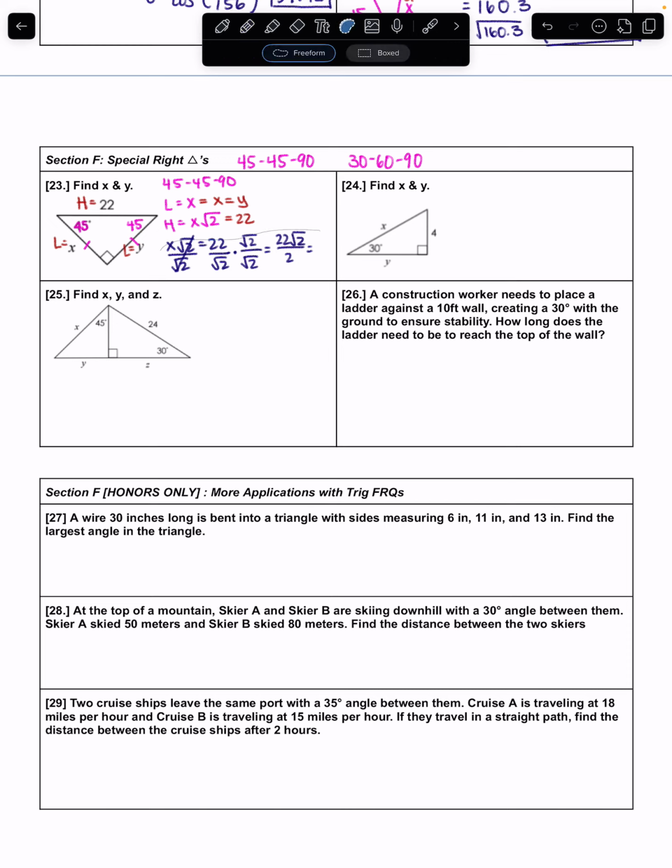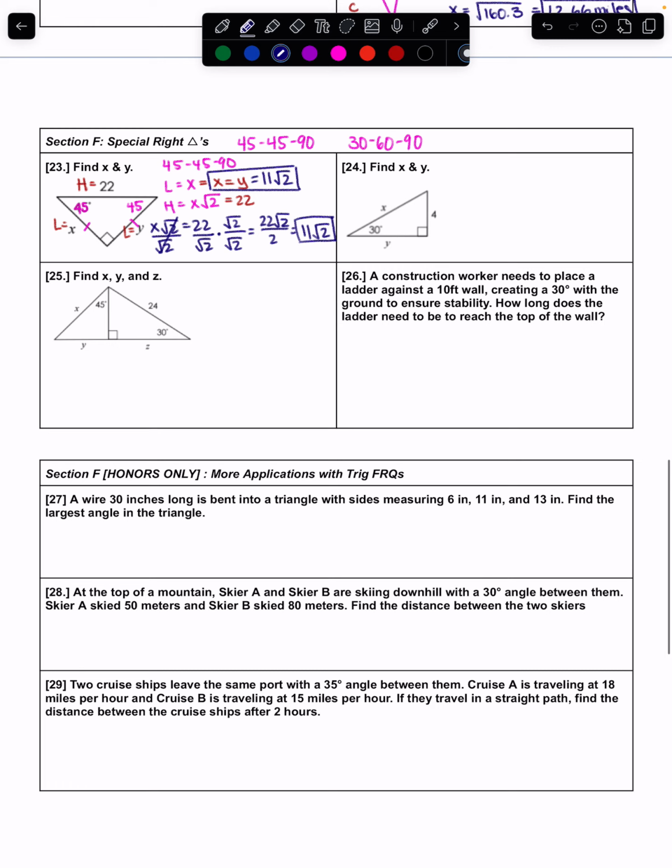So we now have 22 rad 2 over 2. Well, 22 divided by 2 is just 11. So now we have 11 rad 2. And this right here is equal to both my x and my y. So 11 rad 2 is my answer. Let me just box this. All right, let's move on to the next one.